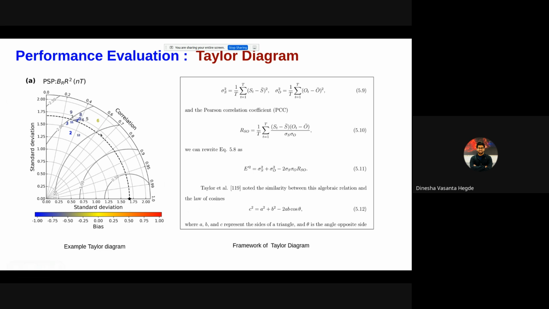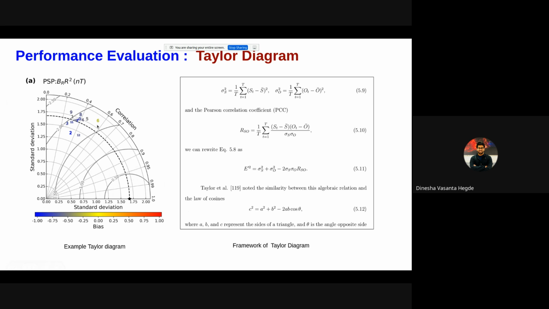And these contours centered at this star represent the centered pattern RMSE. So basically, you can see all four statistics, including the correlation coefficient, in one plot. The takeaway is that these numbers are the model results, comparing our simulations in one plot, all ensemble members.